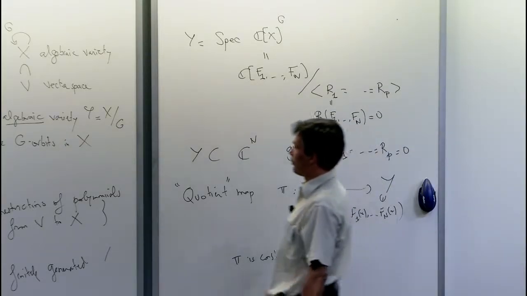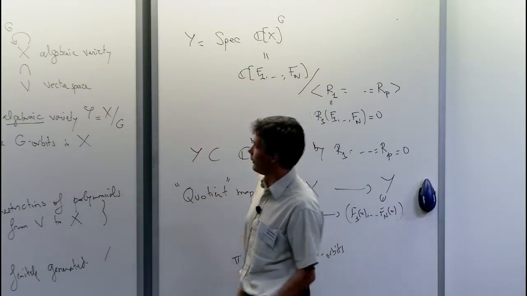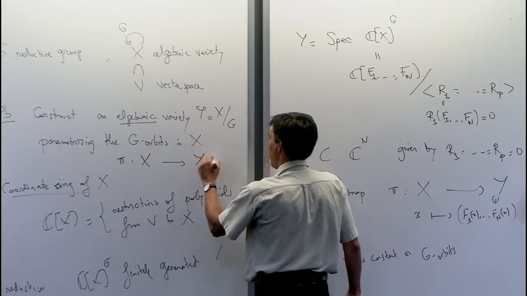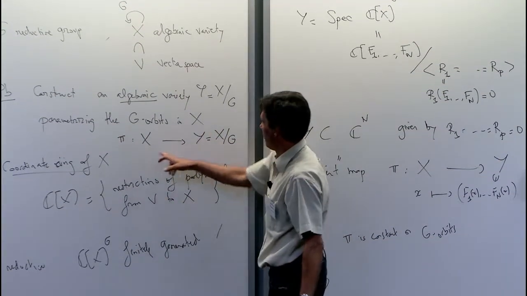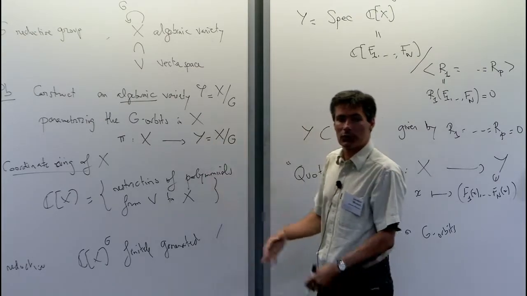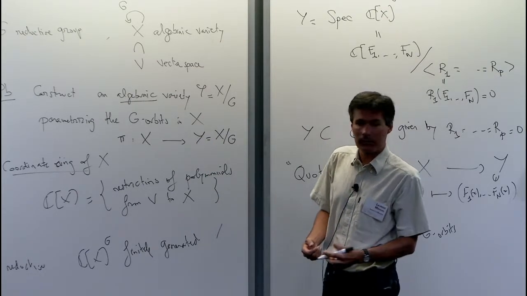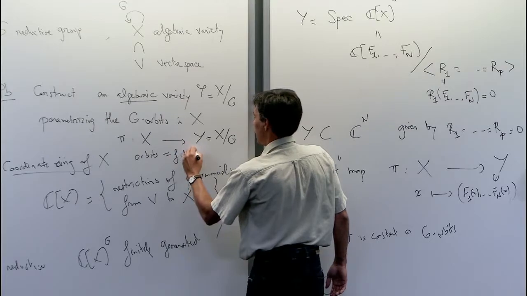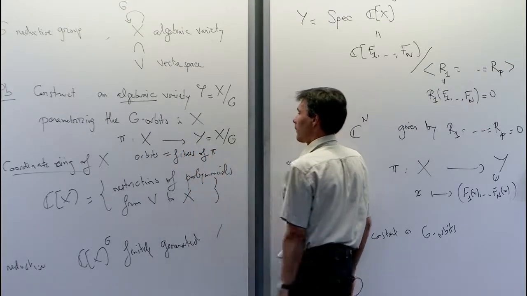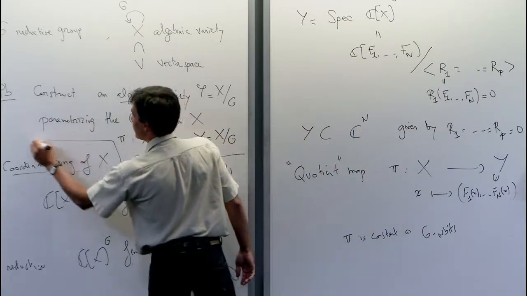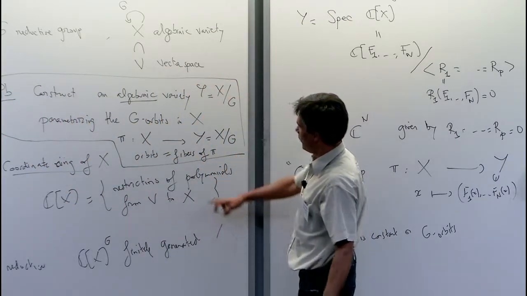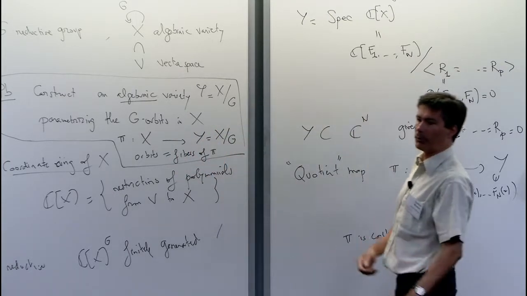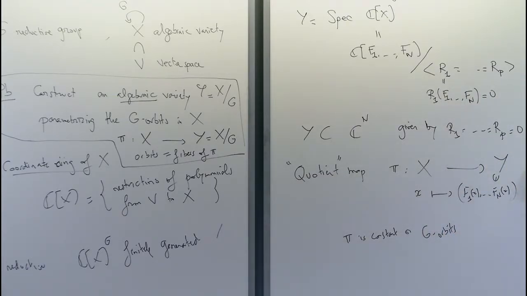When I said that we would like an algebraic variety Y, which parameterizes the G orbits, implicitly I was thinking of a map. I should have an algebraic map from X to Y, which contracts the orbits, and the fibers are exactly the orbits. This would be the ideal situation: an algebraic variety, a quotient map, and the orbits are precisely the fibers. The preimage of a point is exactly one orbit, and I parameterize the orbit like that.